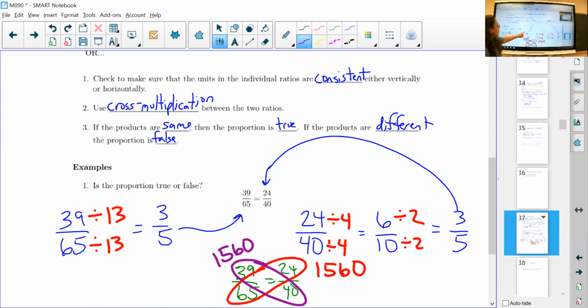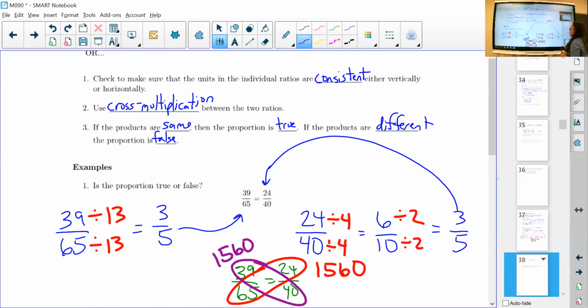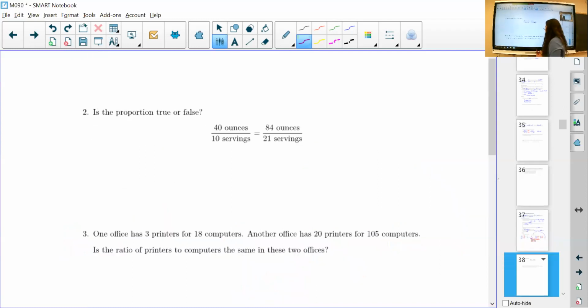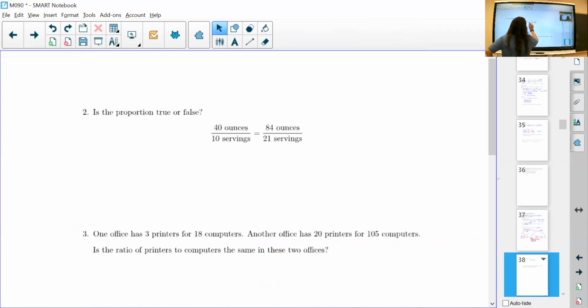And I forgot to mention the very first thing. The first thing to notice is that there are no units, so it's trivially consistent. When we do have units, we have to check those absolutely first. Take a look at page 38. We have ounces per serving. Those are consistent horizontally. We've got ounces and ounces, servings and servings, so that's good. Step one, we're done.